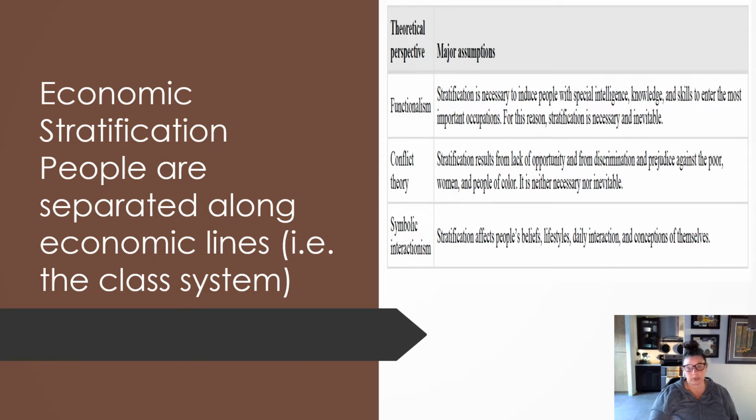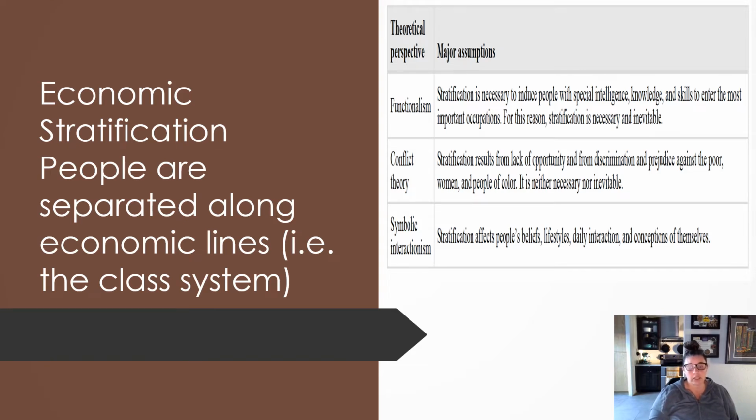From a conflict perspective, stratification is not a necessity and not even inevitable. It is the result of a lack of opportunity or a lack of access to resources. So those who have the most access to resources, those who are born into privilege to begin with, are going to move into jobs that are higher paying, and they're going to be at the top of the ladder. And those who are poor or people of color or women are going to have less access to resources, less access to the economy, and are going to stay within the lower economic strata.